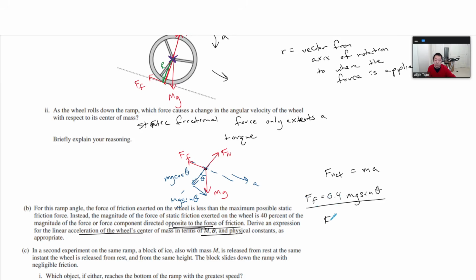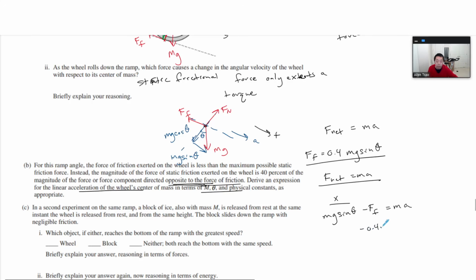So when we do net force equals ma down the ramp, if I say down the ramp is the positive direction, mg sine theta is down the ramp. Force of friction is up the ramp. Those are the only forces in the x direction. That equals ma. The friction is 0.4 mg sine theta, like we just said. This is mg sine theta. So the difference is just 0.6 mg sine theta, and that equals ma. The m's cancel, and I get 0.6 g sine theta for a.